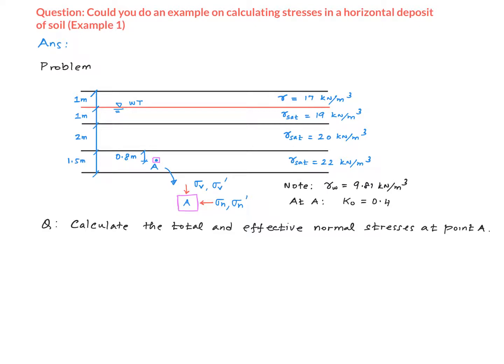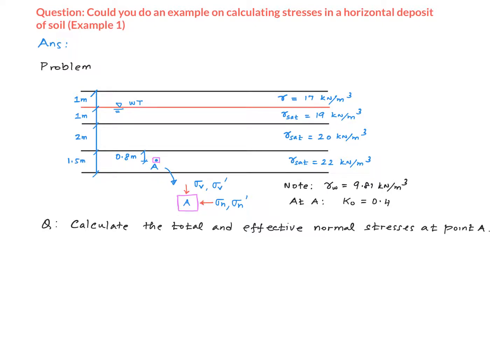We have a horizontal deposit of soil consisting of several layers. The water table happens to be at a depth of 1 meter from the ground surface. We are given values for the layer thicknesses and the total unit weight for these layers. The question is to calculate the total and effective normal stresses at point A, which is right here.